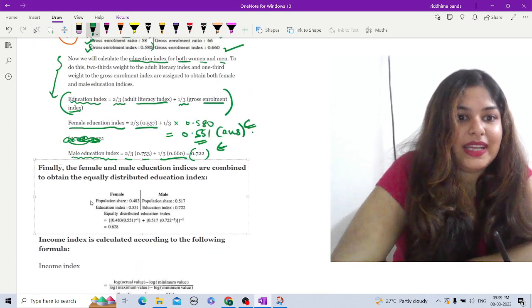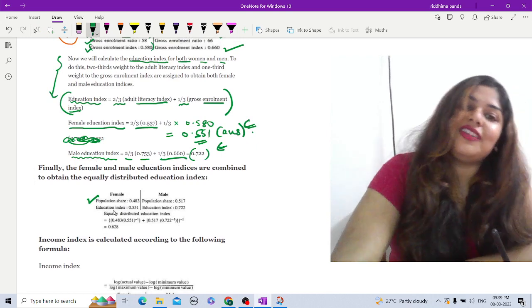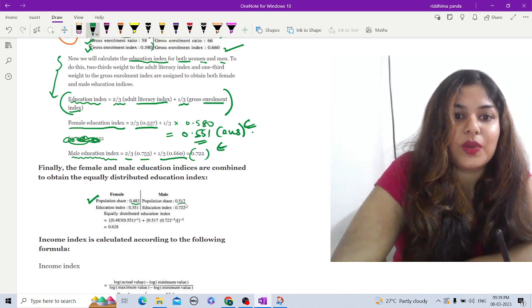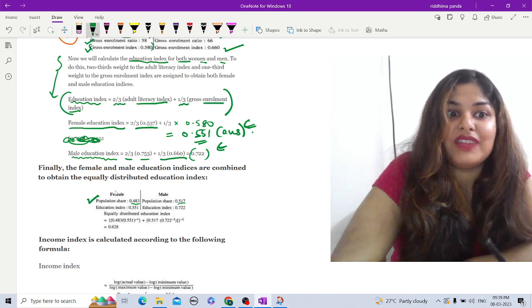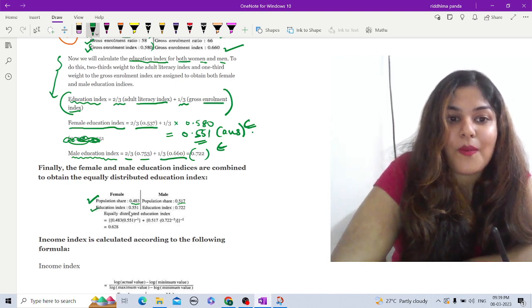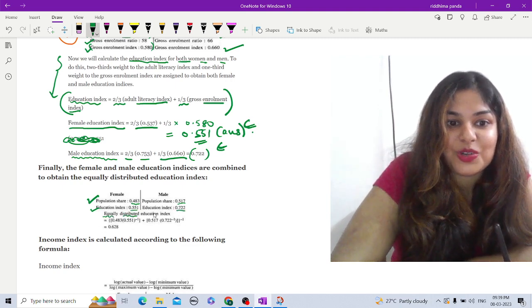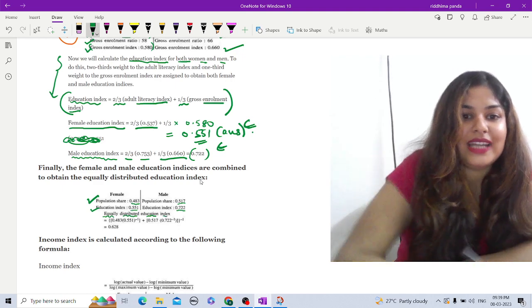So for that, here we have the calculation. Now these are my data. The population share I calculated in the very beginning, that is for female it is 0.483 and for male it is 0.517. From above we have the education index for female, that is 0.551, and for male 0.722. And here is our equally distributed education index.